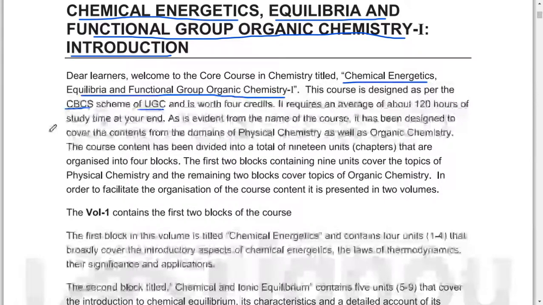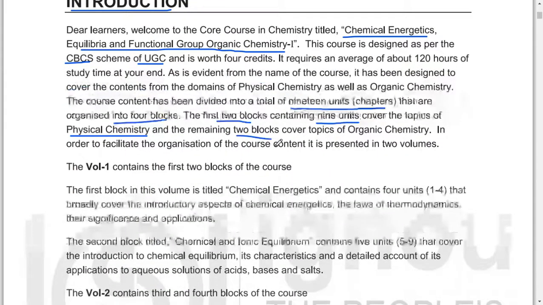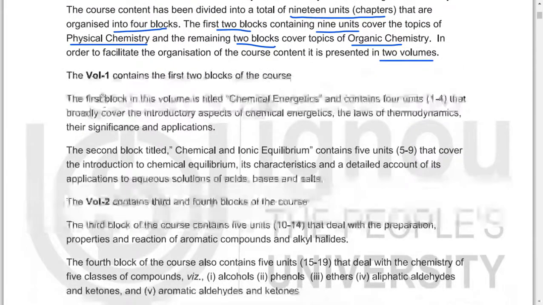The course content has been divided into a total of 19 units, main chapters, that are organized into 4 blocks. The first 2 blocks containing 9 units cover the topics of physical chemistry and the remaining 2 blocks cover topics of organic chemistry. In order to facilitate the organization of the course content, it is presented in 2 volumes. The volume 1 contains the first 2 blocks of the course.